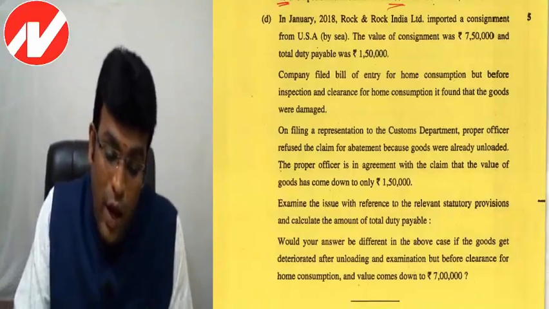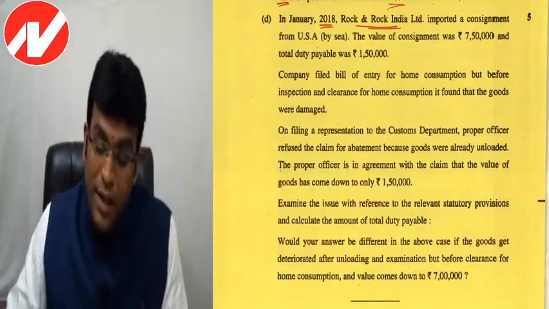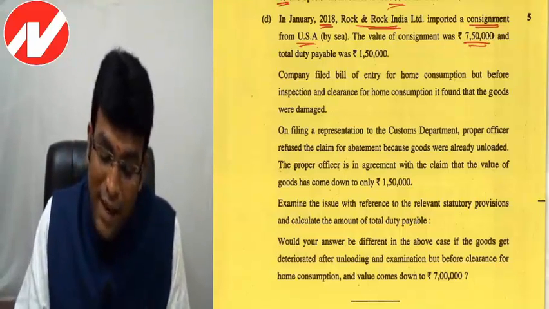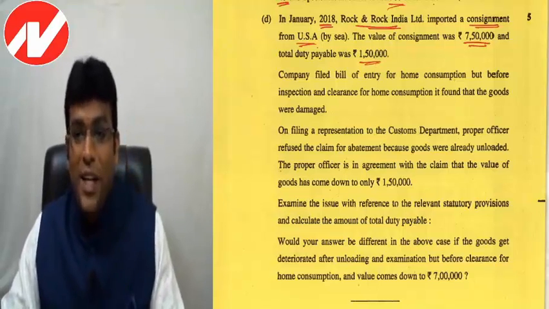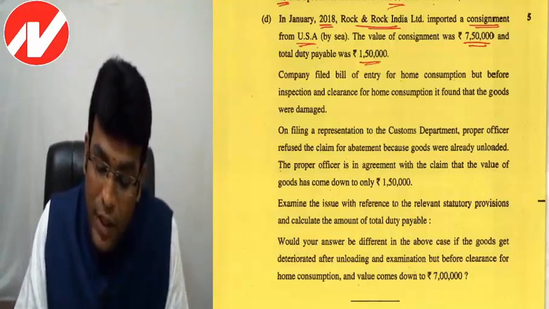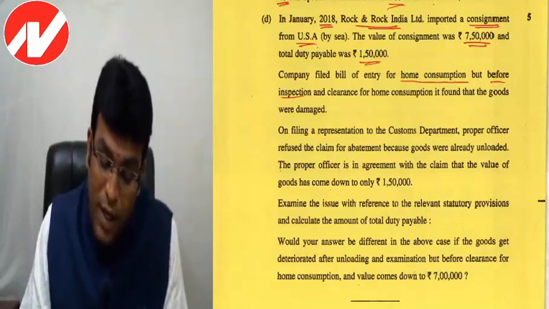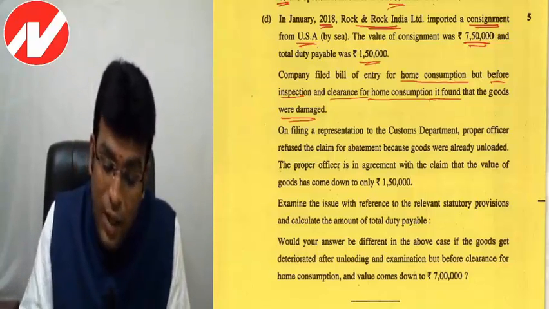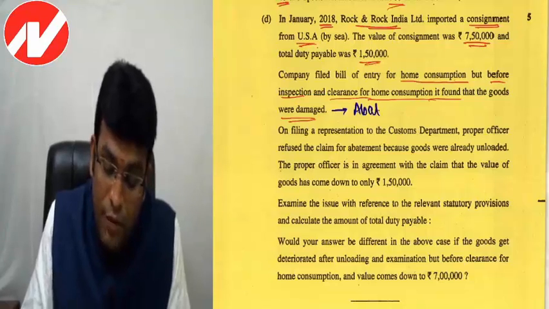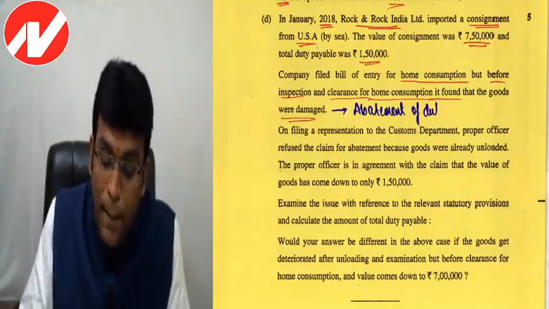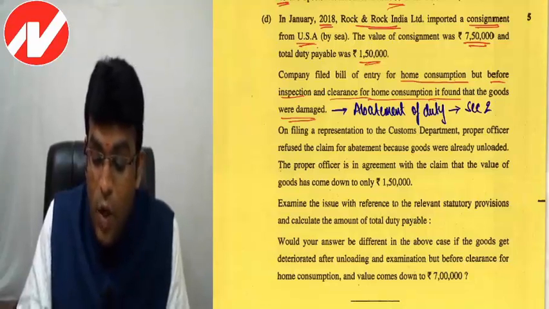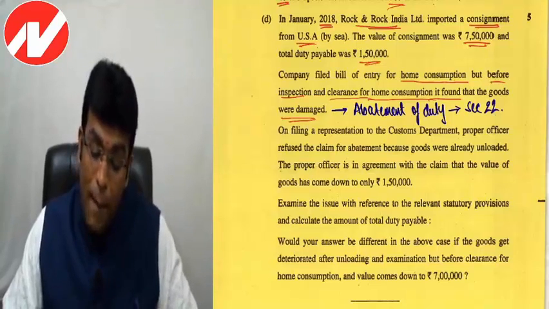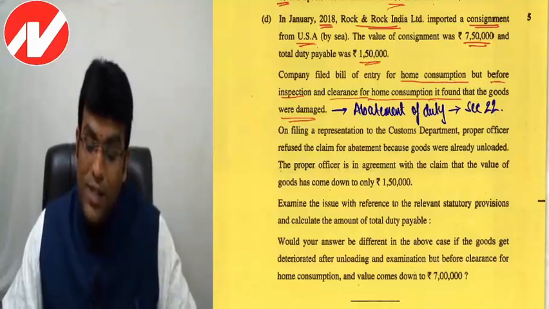See now, in January 18, Rock and Rock Limited imported a consignment from USA by sea. Value of consignment is 7.5 lakhs and duty payable was 1,50,000. Company filed bill of entry for home consumption, but before inspection and clearance for home consumption, it was found that goods were damaged. Friends, let me tell you, if the goods are damaged, we can ask for abatement of duty under section 22 of customs law. On filing representation to the customs department, proper officer refuses the claim for abatement because goods were already unloaded.